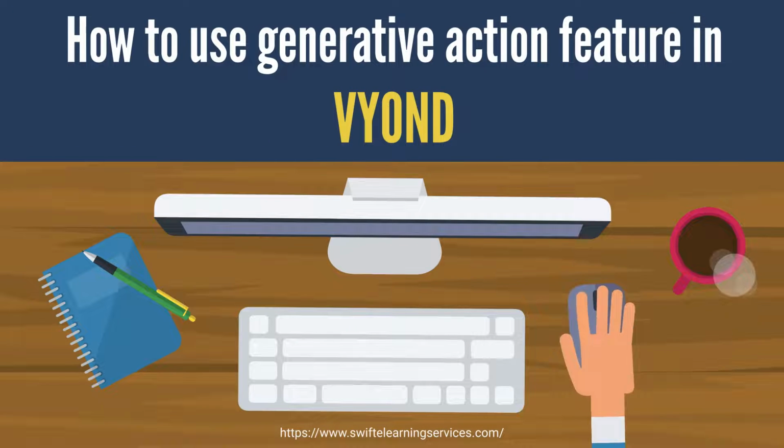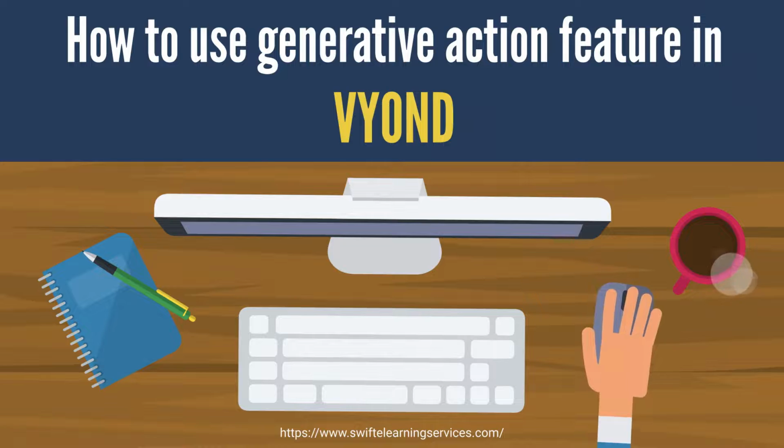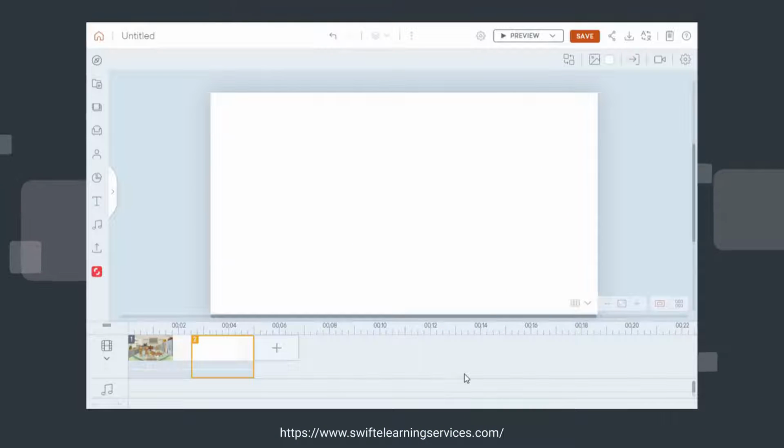How to use Generative Action feature in Vyond. To utilize Vyond's Generative Action feature effectively, follow these steps. Begin by navigating to the background section and add the background that best suits your animation concept.